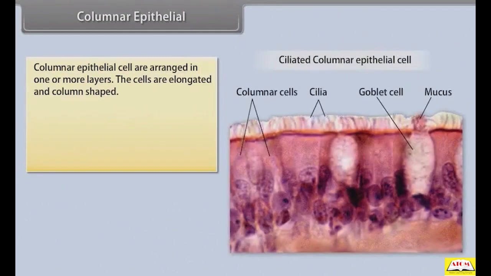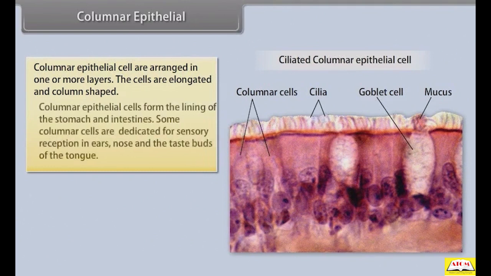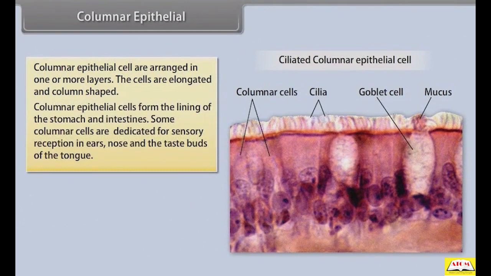Columnar epithelial. Columnar epithelial cells are arranged in 1 or more layers. The cells are elongated and column-shaped. Columnar epithelial cells form the lining of the stomach and intestines. Some columnar cells are dedicated for sensory reception in ears, nose, and the taste buds of the tongue.